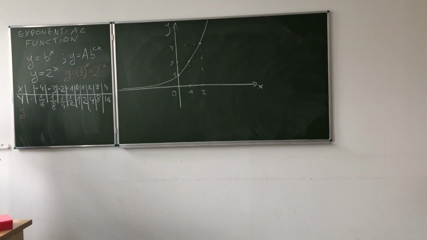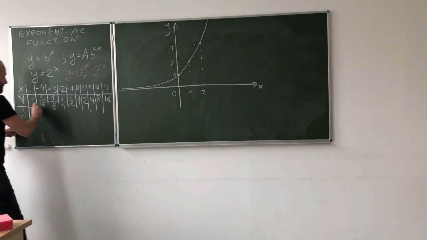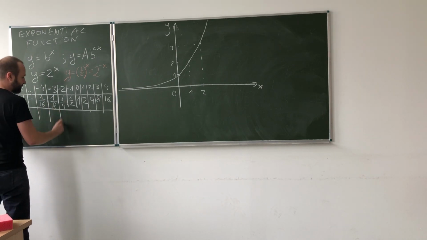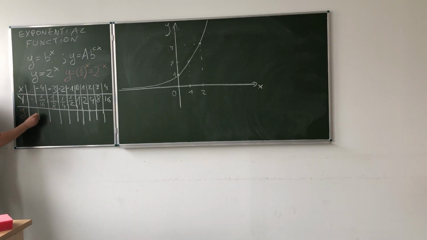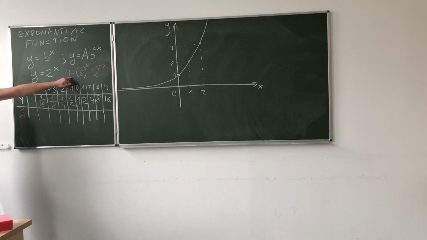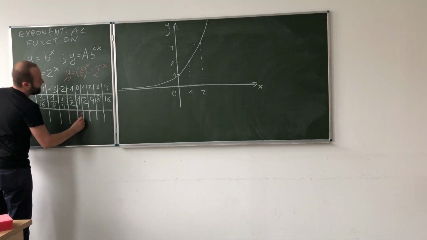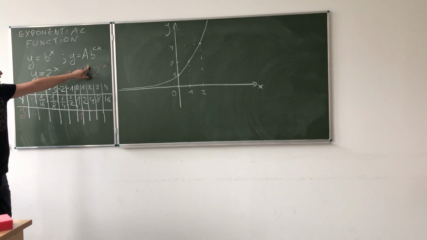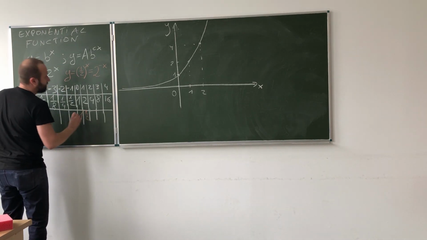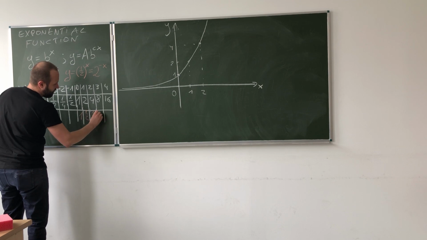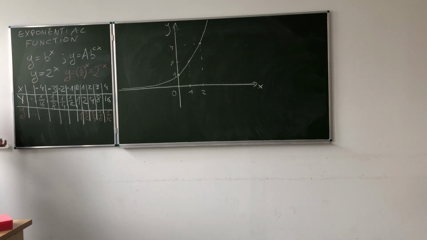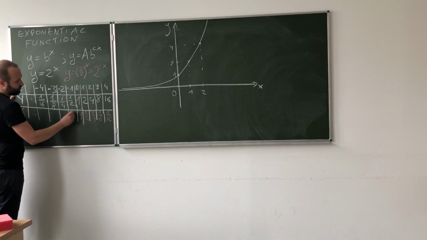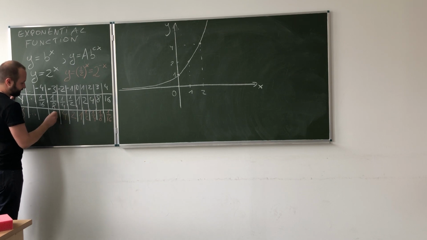Okay, so let's now make a new table for red y. We'll just say it's red. Okay, and let's look at what will happen to the values this time. Okay, let's start with 0. Again, when x is 0, y is 1. But now, when x is 1, y is 1 over 2. Then 1 over 4, 1 over 8, and 1 over 16. When we go in the opposite direction, we actually see that here we will have 2, 4, 8, and 16.